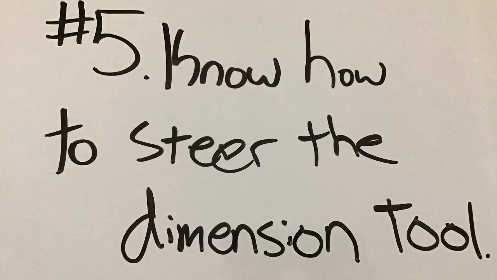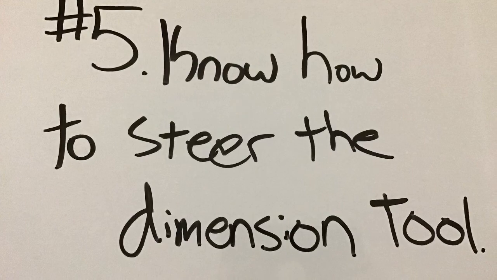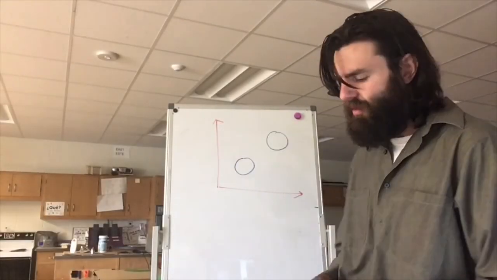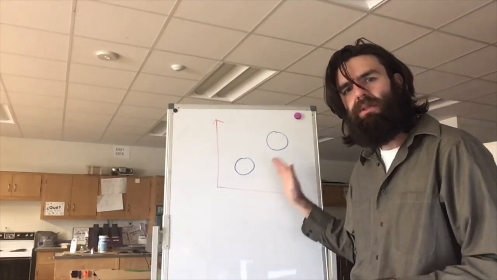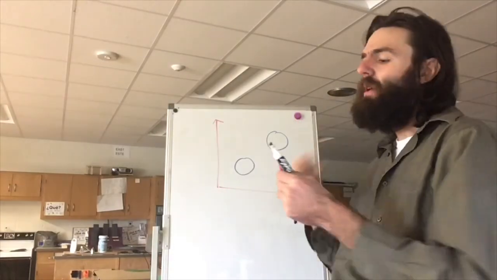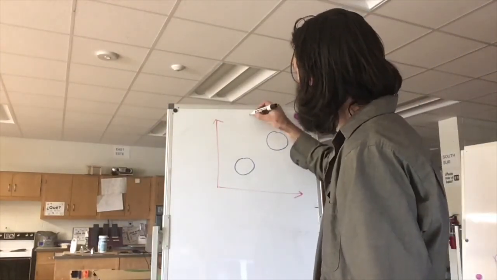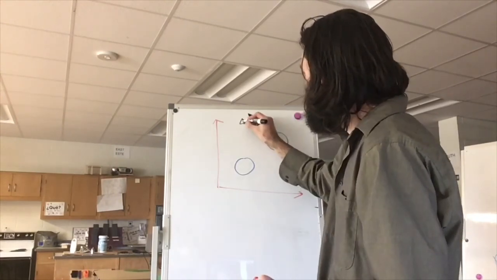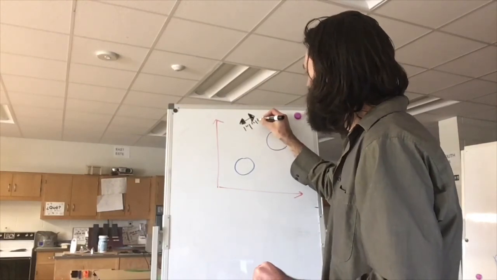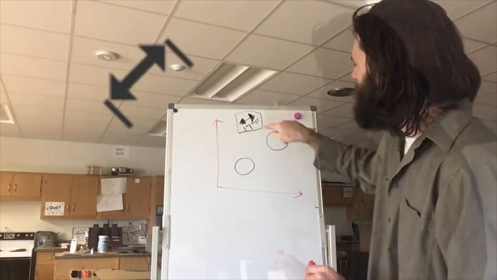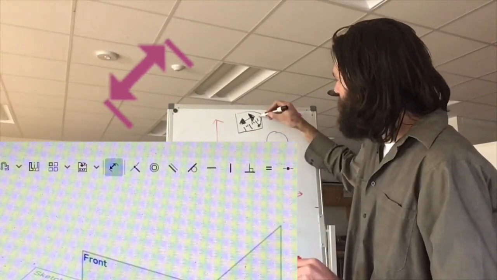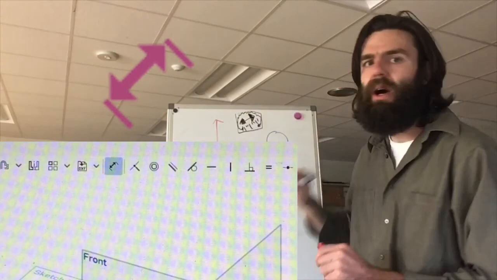Tip number 5, know how to steer the dimension tool. We have our circles, and we're sketching them on this plane. Use the dimension key. Remember, we've got a blue sketch, so these are free floating orbs that can go wherever. We're going to use a command in our CAD software that maybe has a ruler icon next to it. This is called our dimension, and when you depress that tool, it'll kind of darken in tone so you know that the dimension button is on.